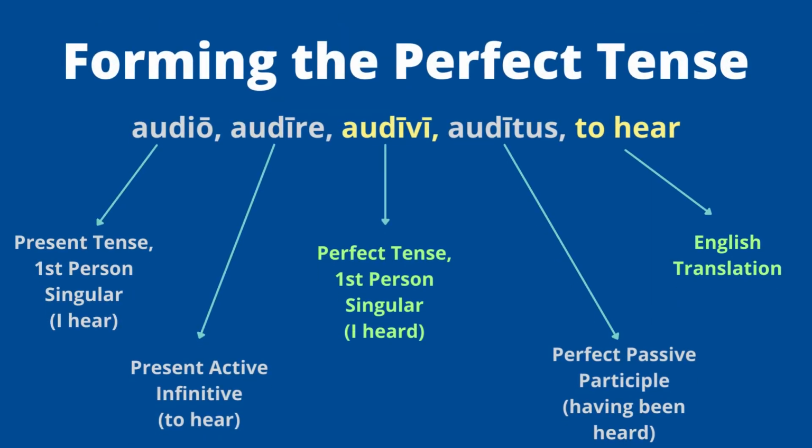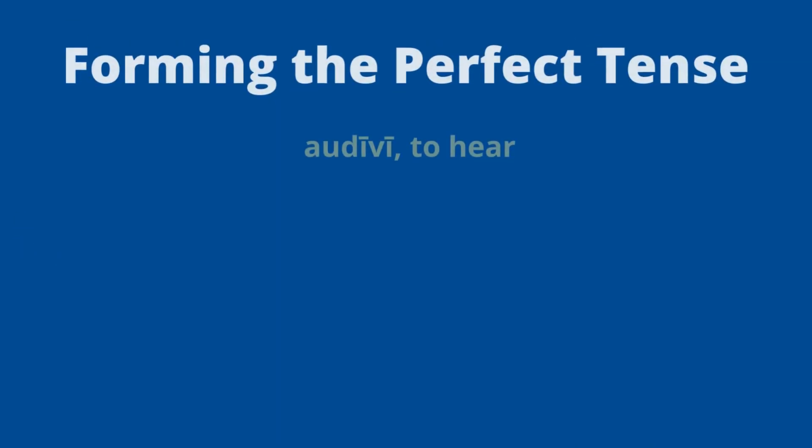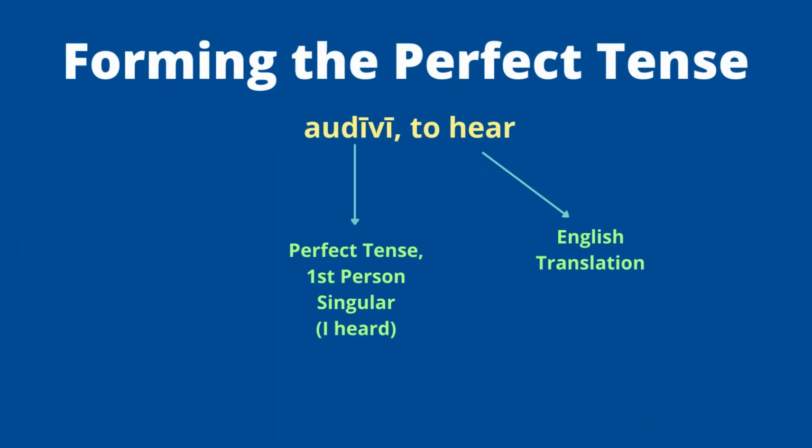So we have a different starting place. One way to think of it is when we're forming the perfect tense, we only need that third principal part, right? The other ones really don't matter. And remember, the third principal part is the perfect tense, first person singular. So in other words, audivi means I heard. So it's already perfect tense, which makes sense, right, of why we're starting here, okay? So if we simplify this verb down, audio, audire, we can really just form it down to that third principal part, audivi. That's all we really need.